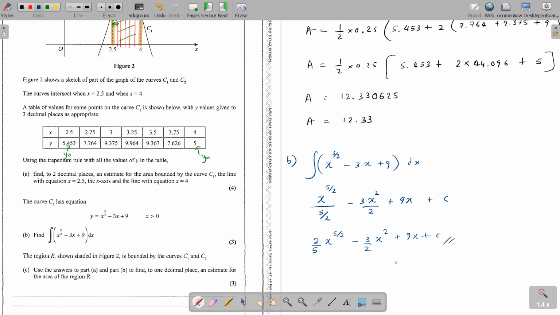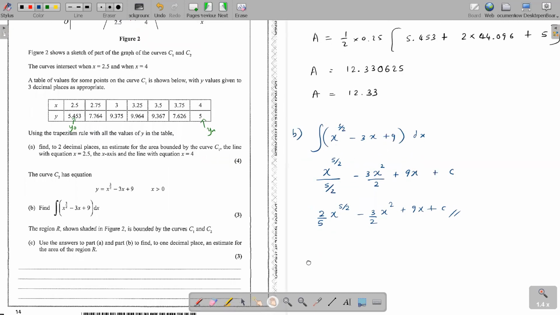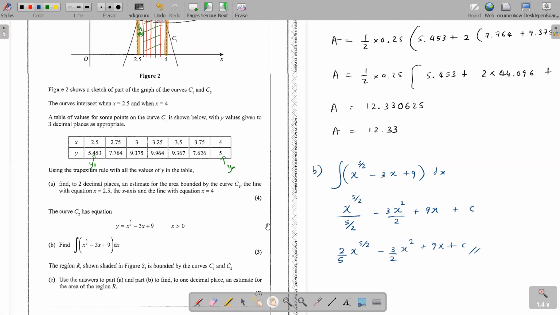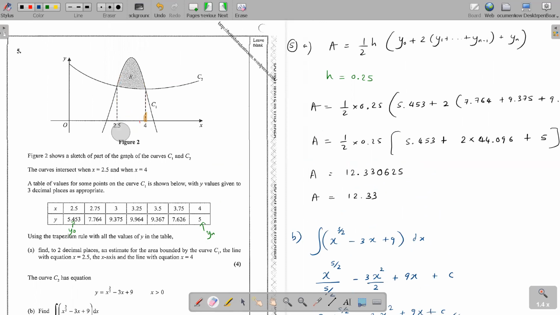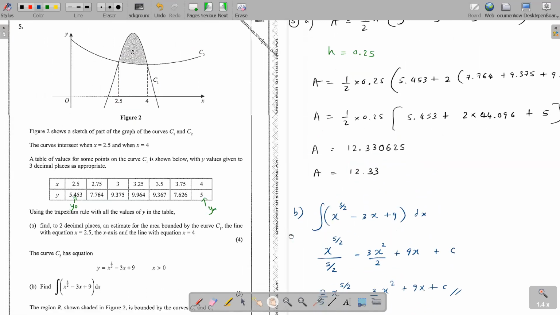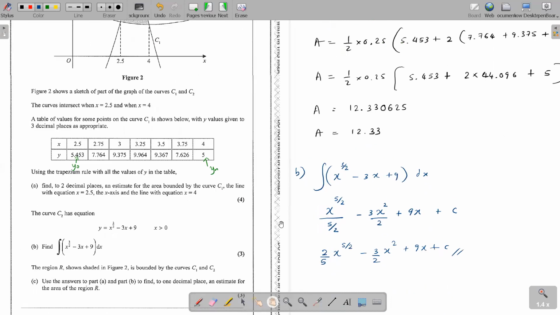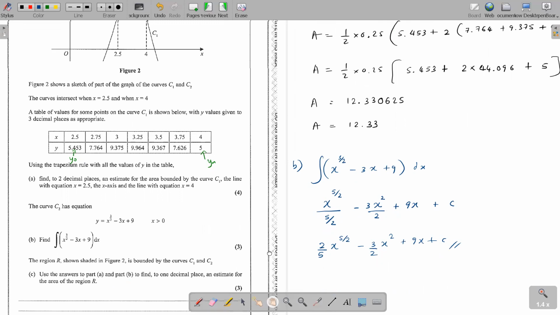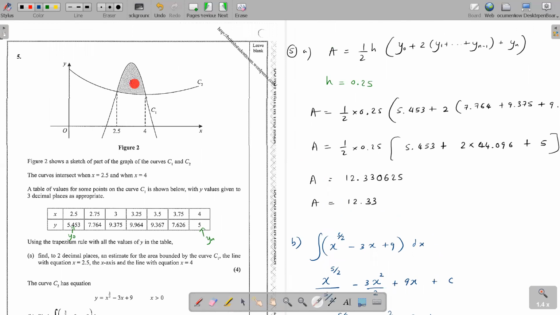So then moving on to part C, the last part. The region R shown shaded in figure 2 is bounded by the curves C1 and C2. So region R, we need to refer back to our diagram. Let me erase all this. Using the answers to part A and part B, find a 1 dp estimate for the area of the region R. So they are asking us to get an estimate for the area of the region R.